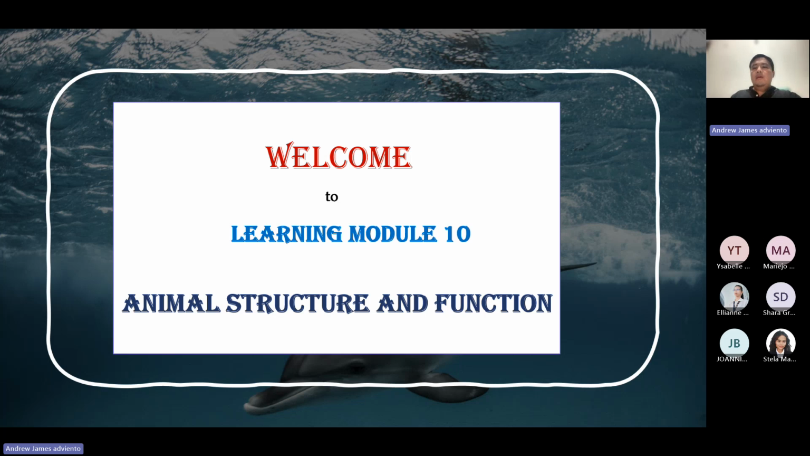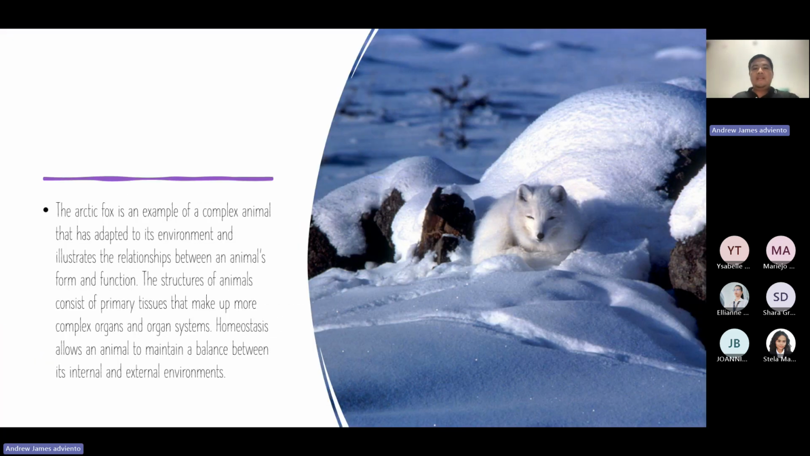Okay, anyway, if you will refer to the PowerPoint presentation that I have shared, oh, it's working now. So animal structure, and these are the learning objectives. Can you see my PowerPoint presentation? Yes po. Excellent. Okay. So the Arctic fox is an example of complex animals that has adapted to its environment.